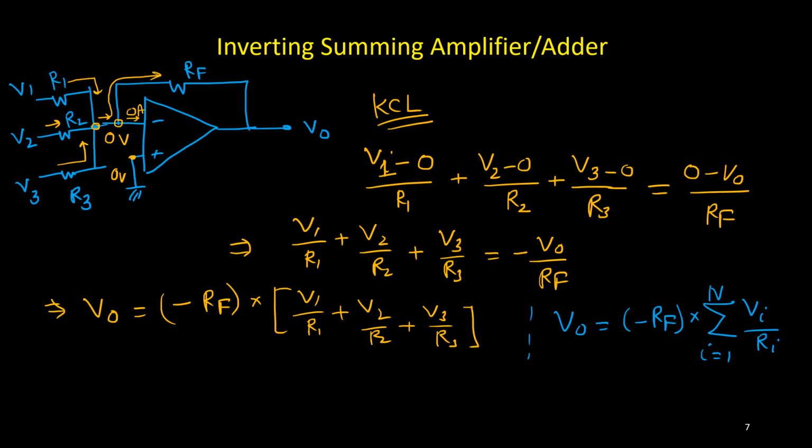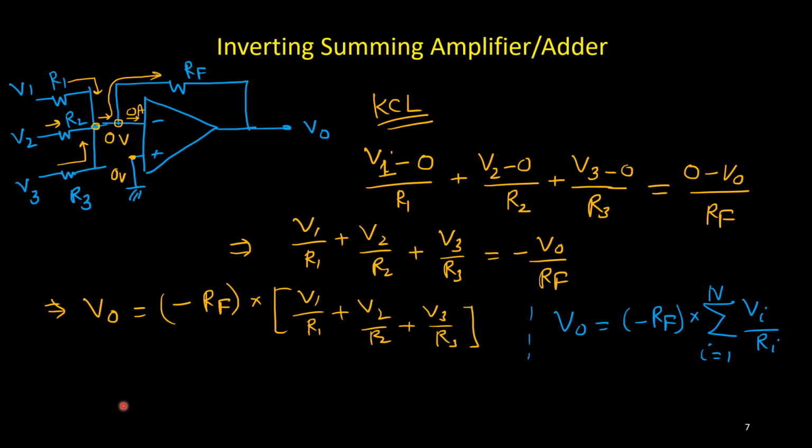If there are n such voltage sources connected, then that voltage upon that series resistance will sum up. Okay, and then we'll multiply with minus RF. Because of this negative sign, you will find that if all the input voltages are positive, then at the end you will get negative output. V0 is negative, right? That's how it is an inverting summing amplifier.